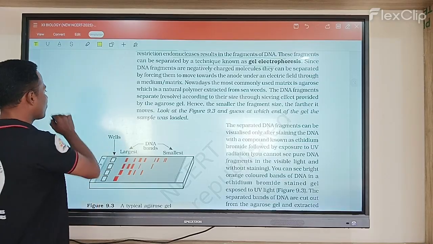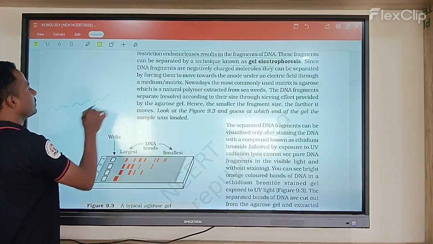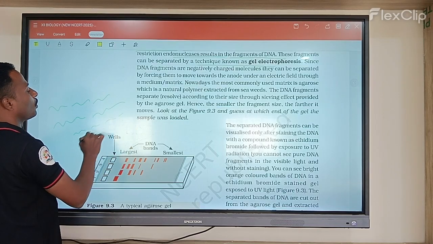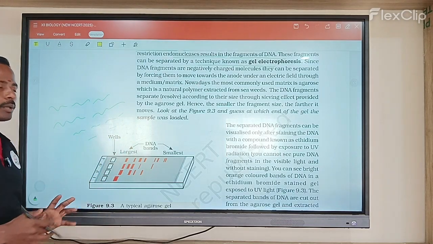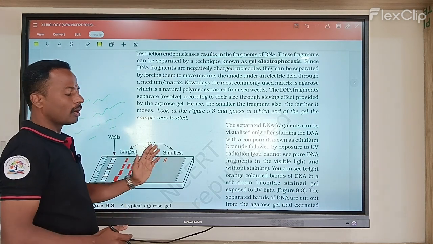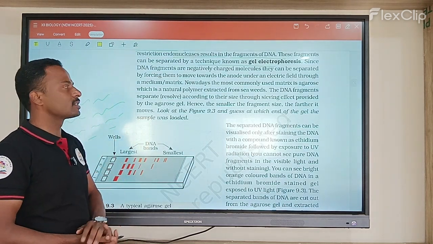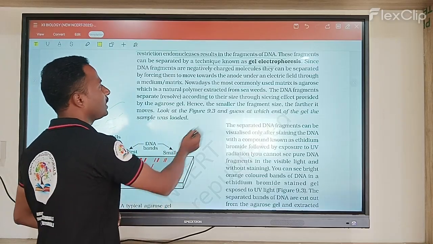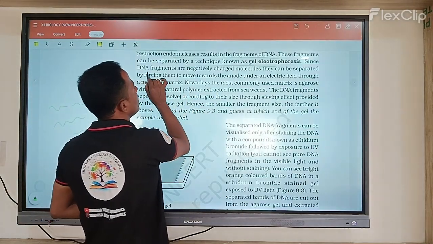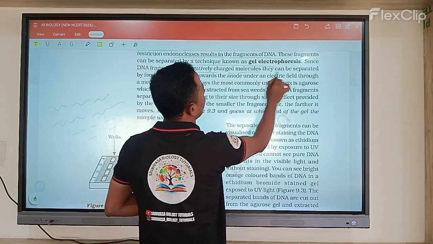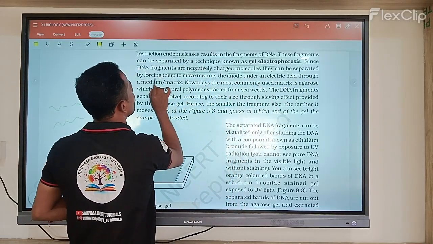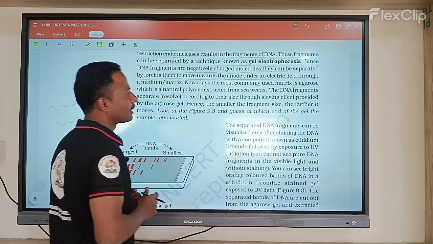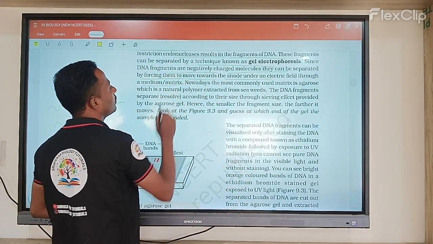After the cut, the total DNA fragments include some large and some small ones. So how do they get separated? The long, medium and small fragments are separated with the help of gel electrophoresis. Since DNA fragments are negatively charged molecules, they can be forced to move towards the anode under an electric field through a medium or matrix.